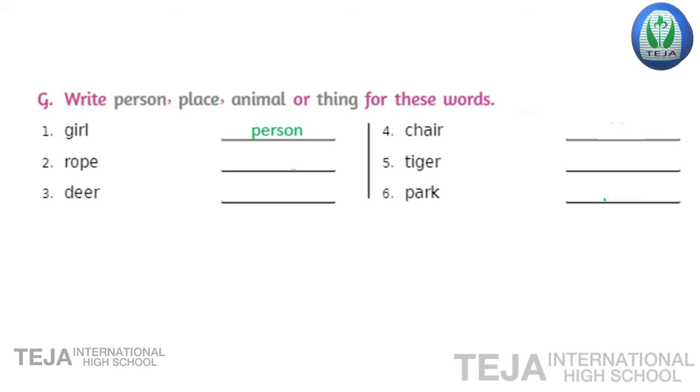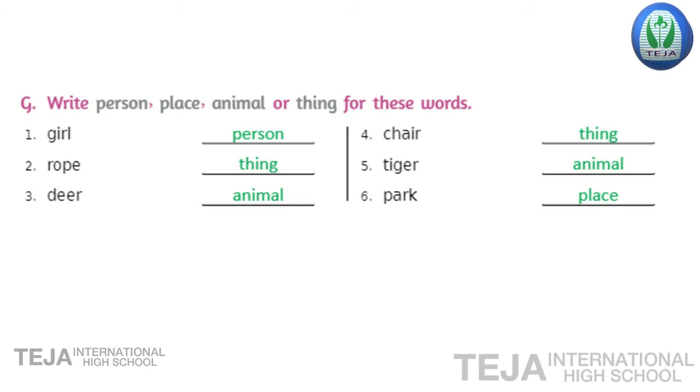Second one, rope. Rope is a thing. So, the answer of second question is thing. Third one, deer. Deer is an animal. So, the answer is animal. Fourth question, chair. Chair is a thing. Fifth question, tiger. Tiger is an animal. Next, sixth question, park. Park is a place.